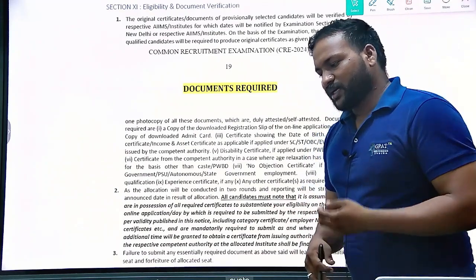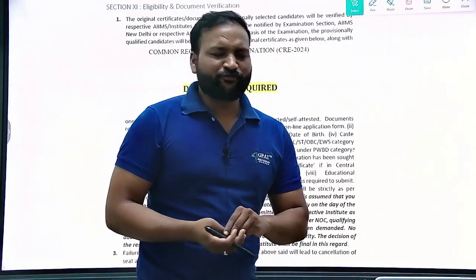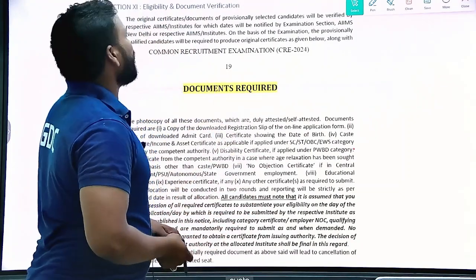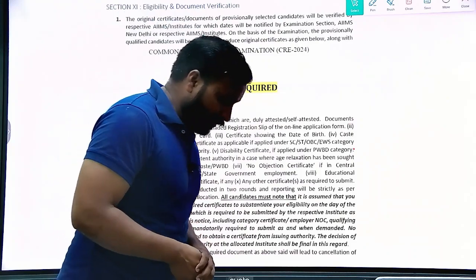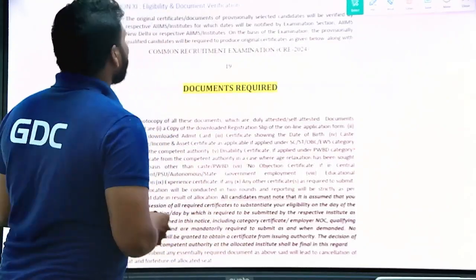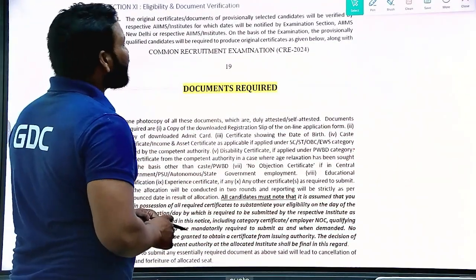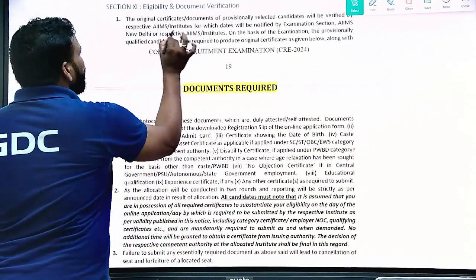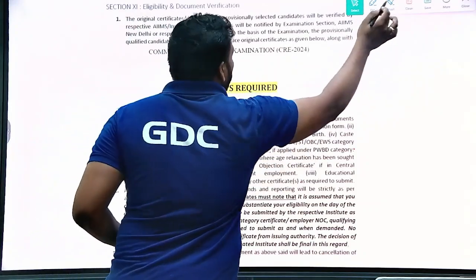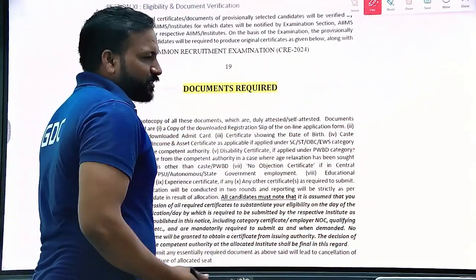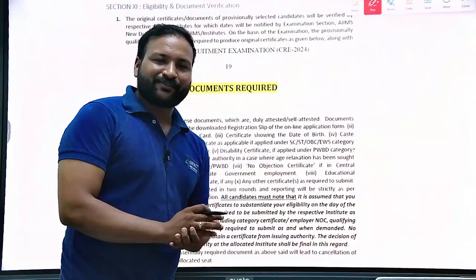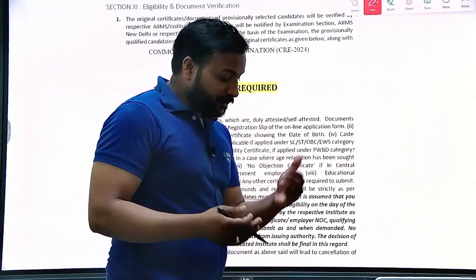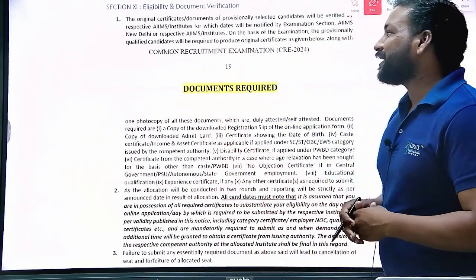If you have qualified in this examination, what documents are required to apply for this job? The original certificates and documents of professionally selected candidates will be verified by the AIIMS institutes. After you get that 30%, 35% or 40% marks in this examination, you will get a call letter so that they will verify.